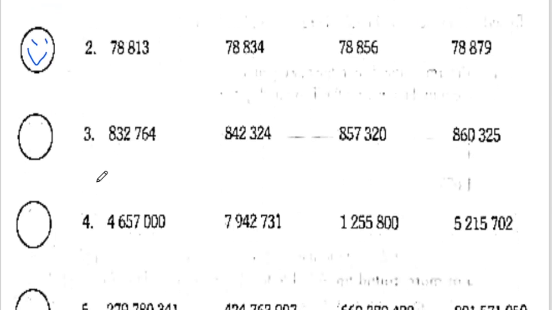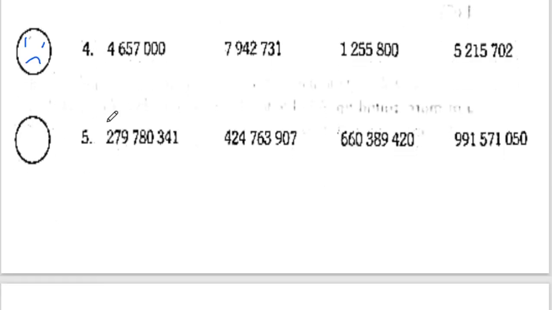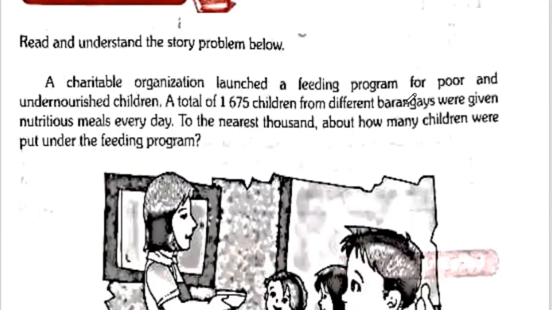Number 2. Yes, it is arranged correctly. Number 3. Yes, the numbers are arranged correctly from least to greatest. Number 4. It's a sad face because the numbers are not arranged correctly from least to greatest. Next, number 5. It's a happy face because the following numbers are arranged correctly from least to greatest. Next, let's proceed to the next page of our module.